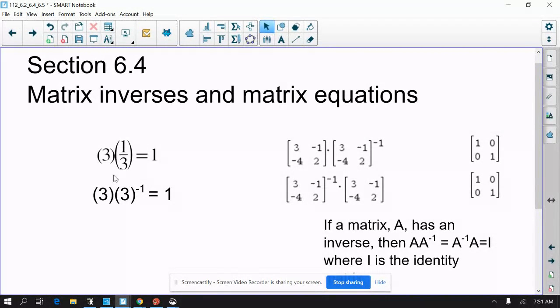So 3 times a third equals 1. Well, 1/3 is the inverse of 3, the multiplicative inverse of 3. So if you multiply two inverses in the number system, you're going to get 1. And we call 1 the identity. And we call 3 and 1/3 inverses of each other. Now, these are numbers, so it doesn't matter which order I multiply these in because it's going to get the same result every time.